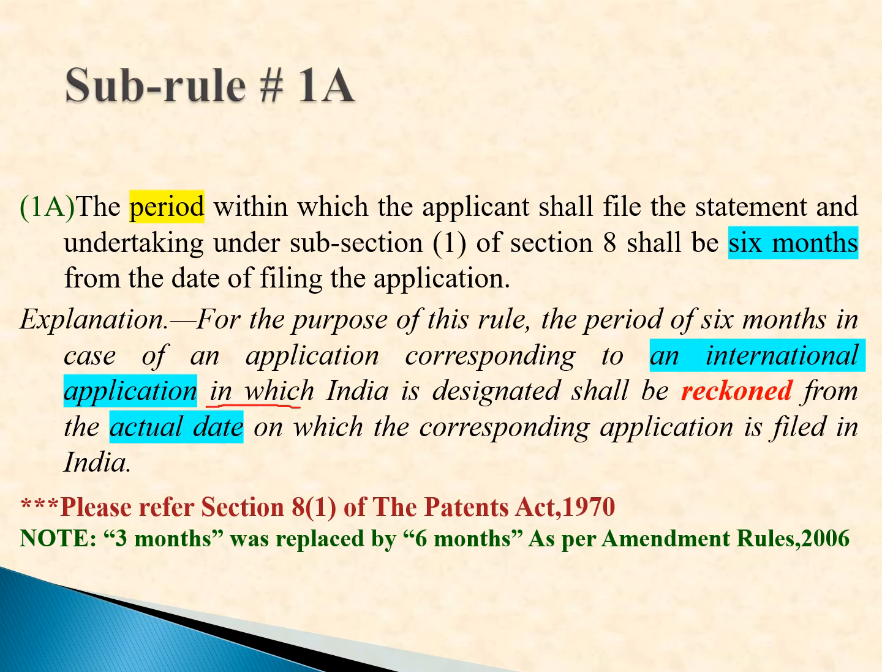In which India is designated. Shall be reckoned means calculated from the actual date on which the corresponding application is filed in India. So just refer section 8 subsection 1 and try to correlate these two. That means subrule 1A of rule 12 and subsection 1 of section 8. Form is form 3. Just remember.